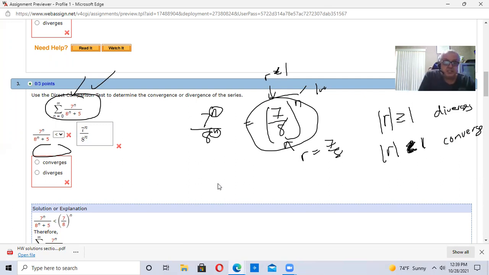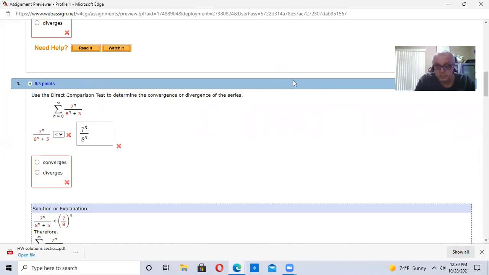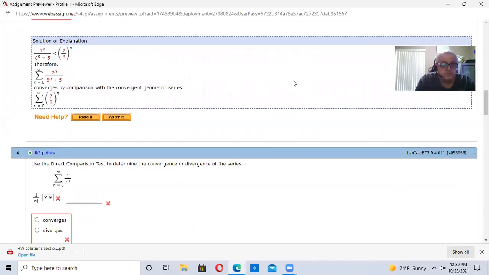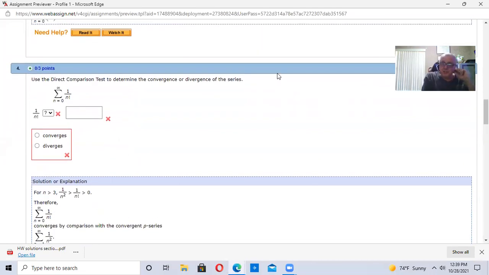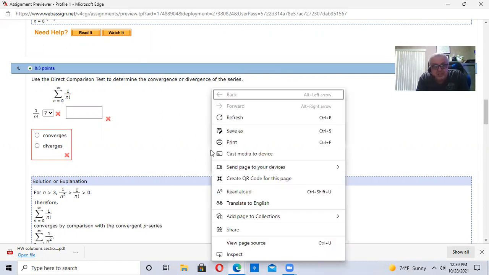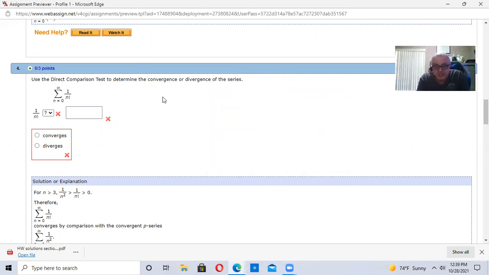So the whole thing does converge. Question 4. And question 4 is a little bit tougher. This is one that you're going to have to remember. You really do have to remember how this one's going to play out.